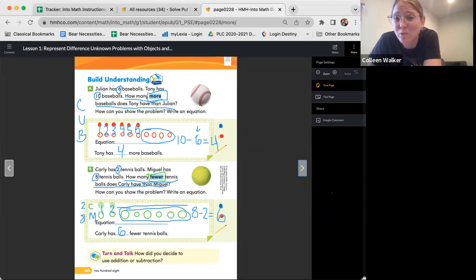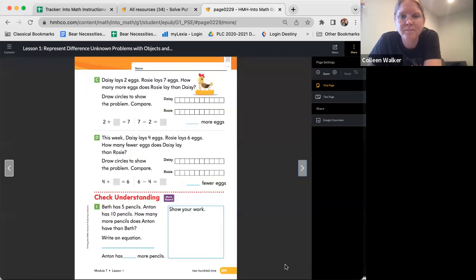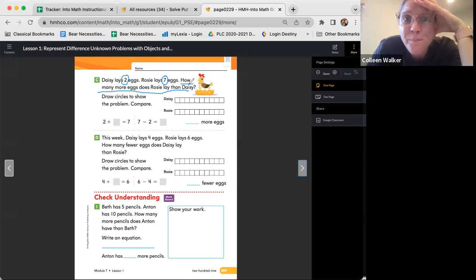You can pause if you're still working, and we're going to move to the next page. All right, it says Daisy lays 2 eggs. Rosie lays 7 eggs. How many more eggs does Rosie lay than Daisy? Friends, I love how we're automatically circling, underlining. What do you guys think the key words are? How many more? That's telling us that we're comparing. Okay, let's go for it.